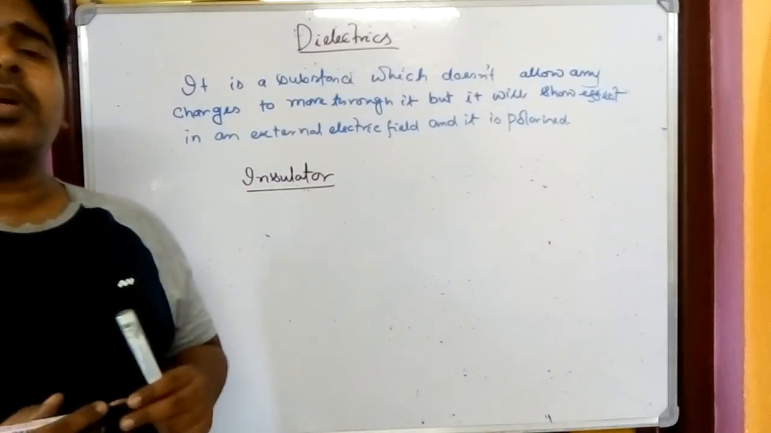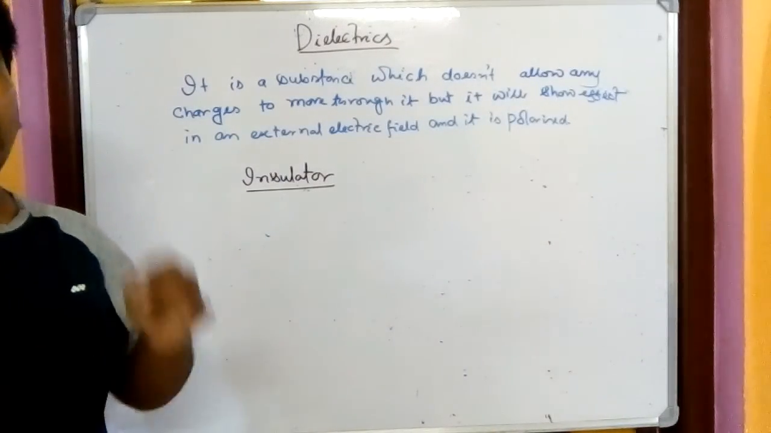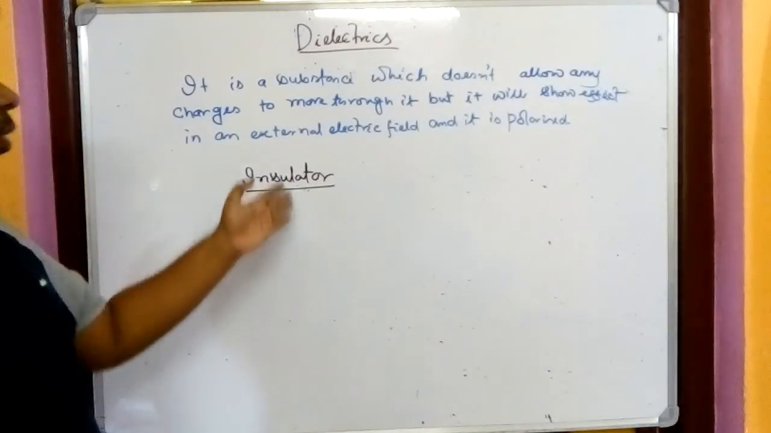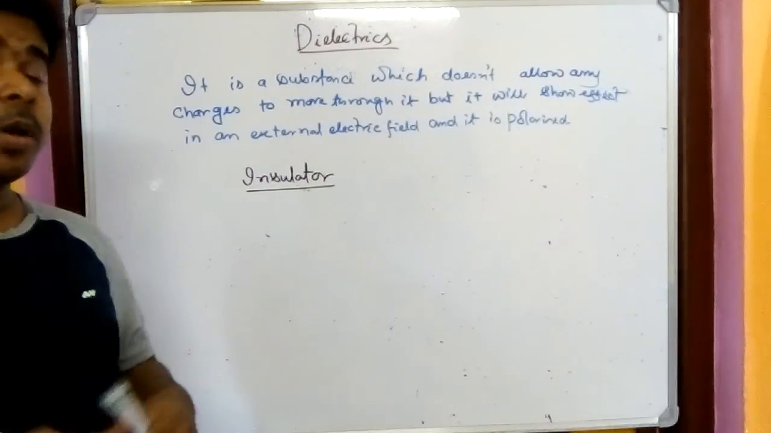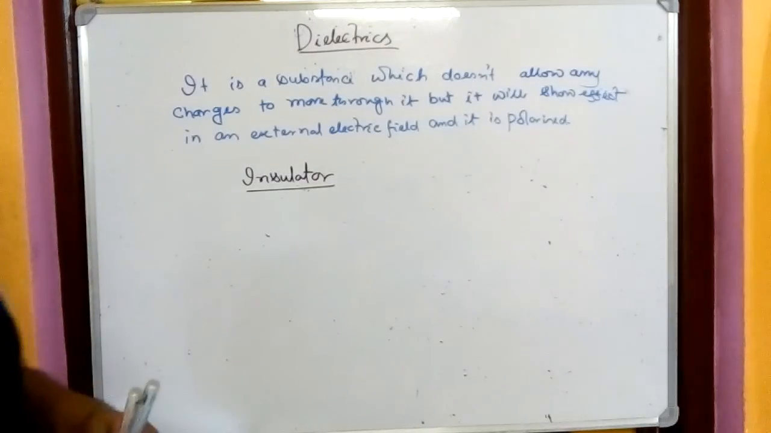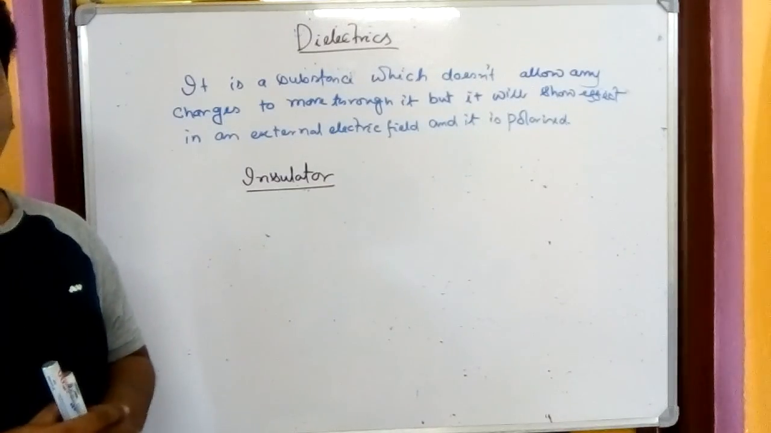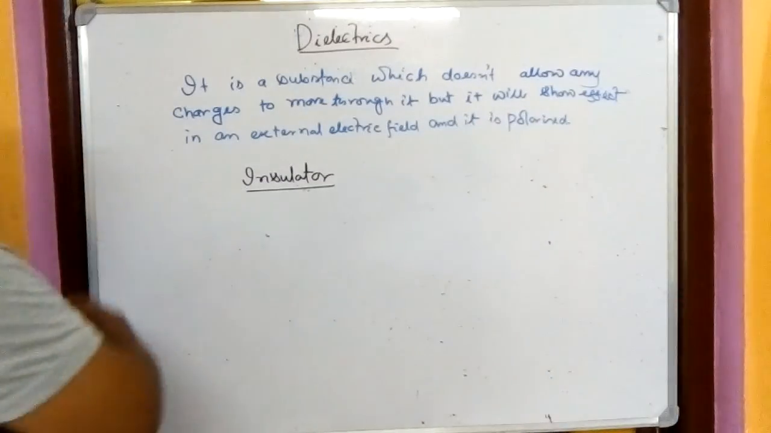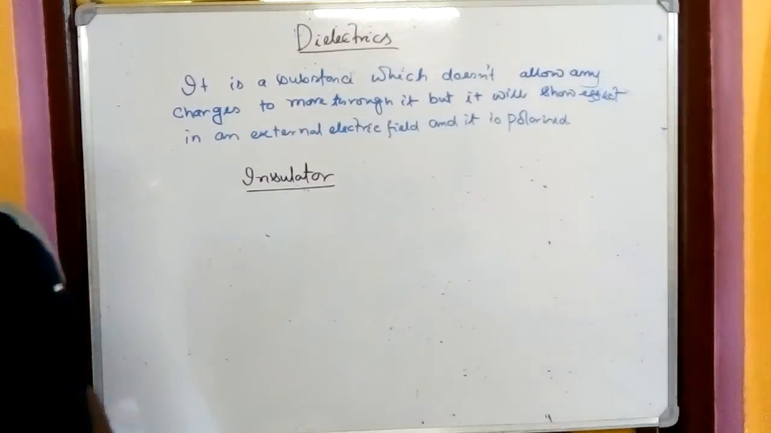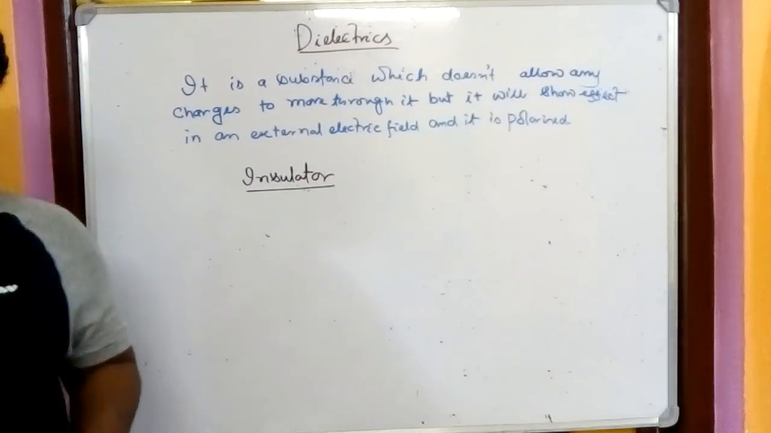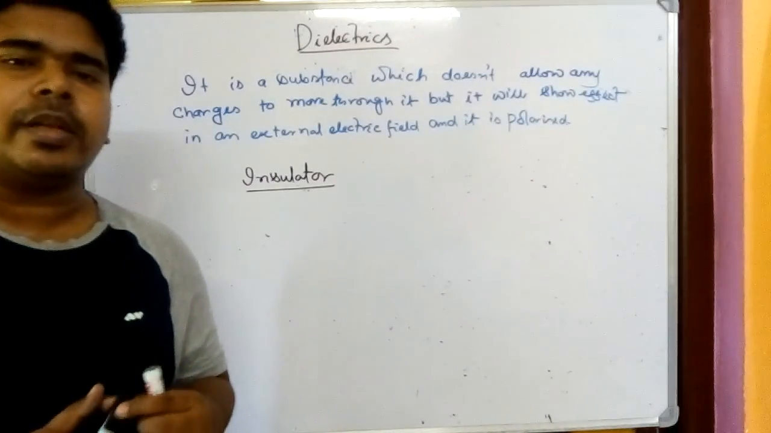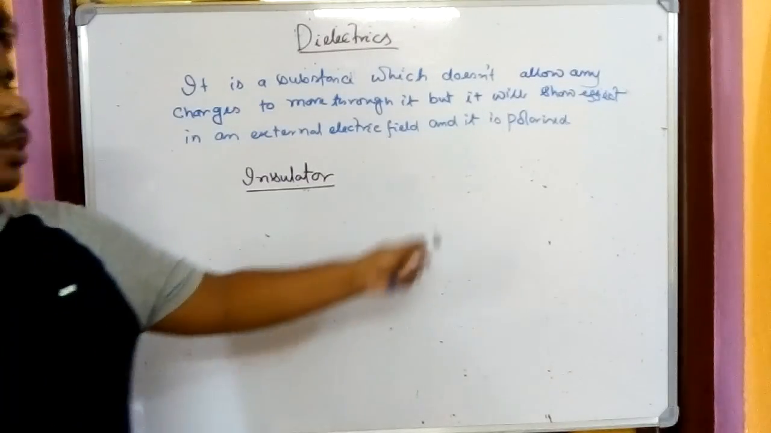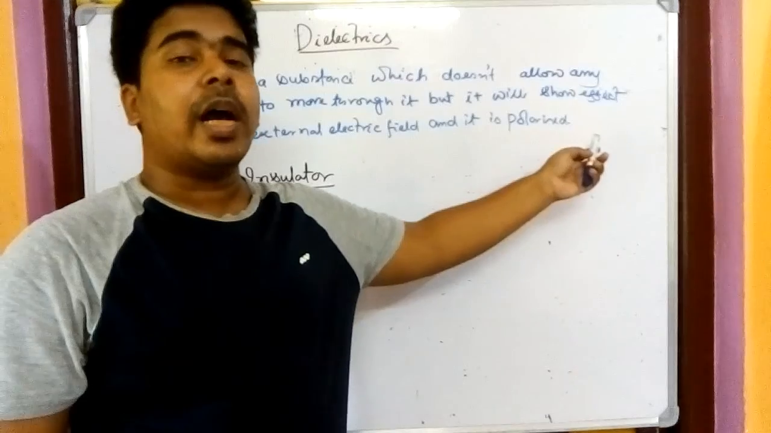Dielectrics are nothing but insulators. If anything doesn't allow charges to move through it, it is an insulator, no doubt about it. But all insulators are not dielectrics. Why? Because the next thing is that it will show an effect in an external electric field. So dielectrics are the kind of insulator which will show an effect. What is the effect? That effect is known as polarization.